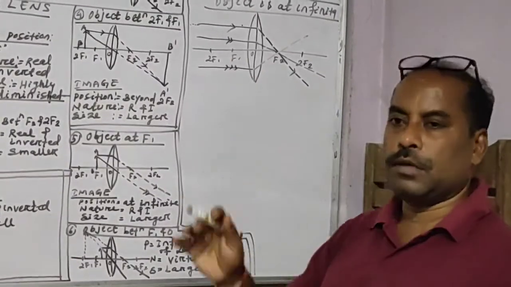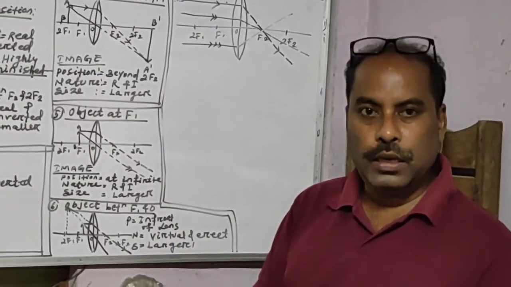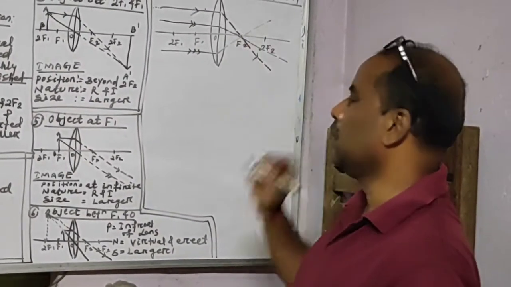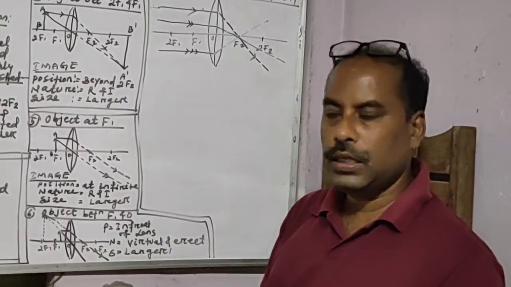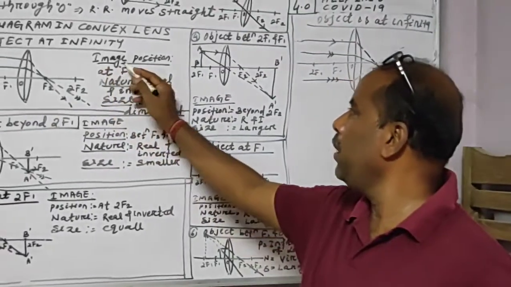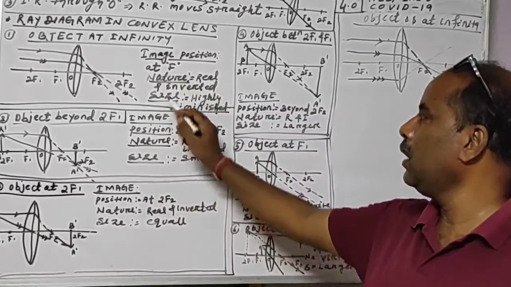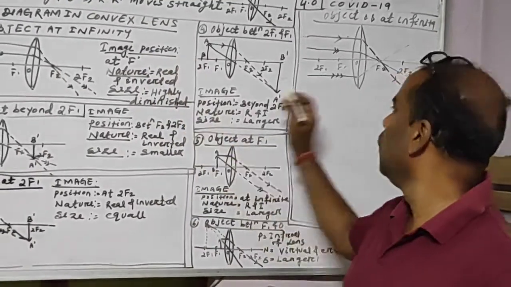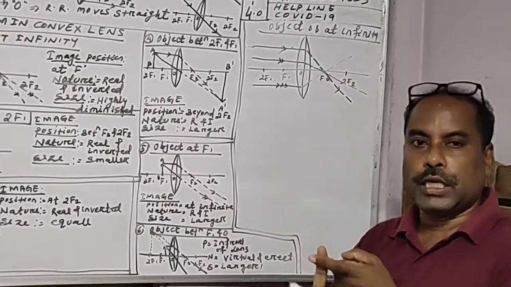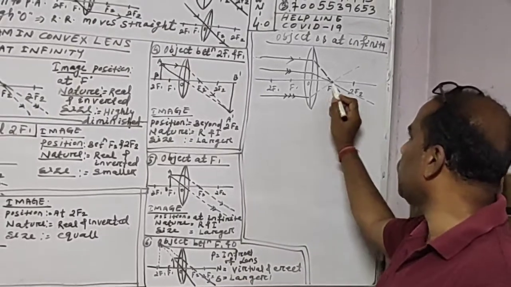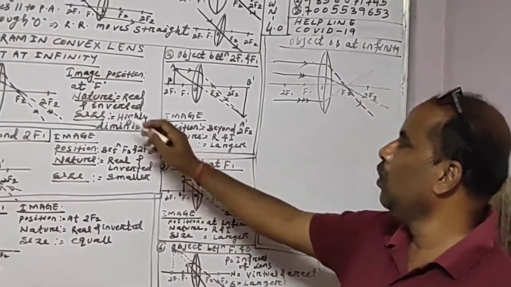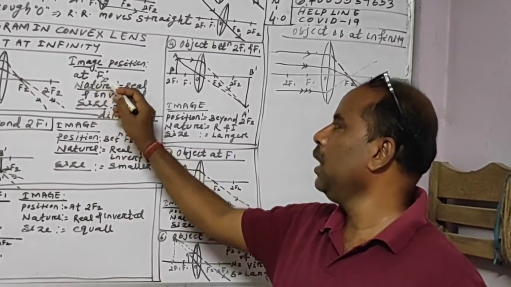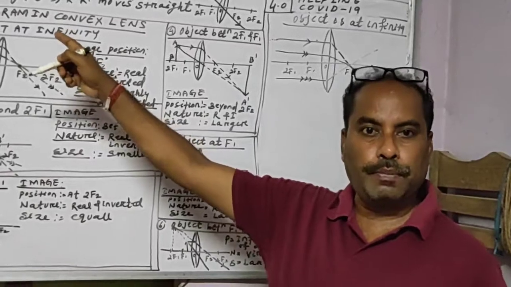Now suppose the distant object is shown, which is so big in size, but the image will be formed as a point here. So then we have to write what? I have written here: image position, nature of image, size of image. Three points we have to discuss. First is image position, where the image is formed, where the intersecting point is coming. That intersecting point is coming at f2. So the image position is at f2 when the object is far away.